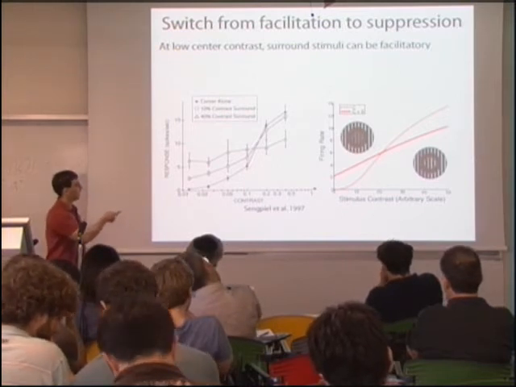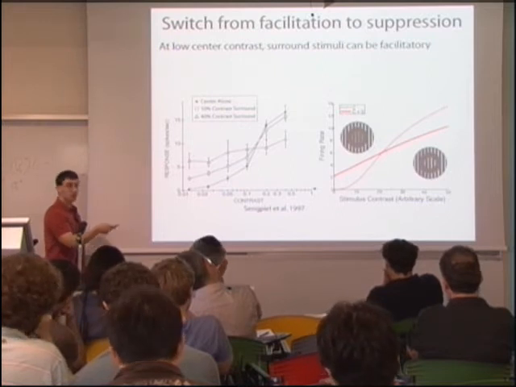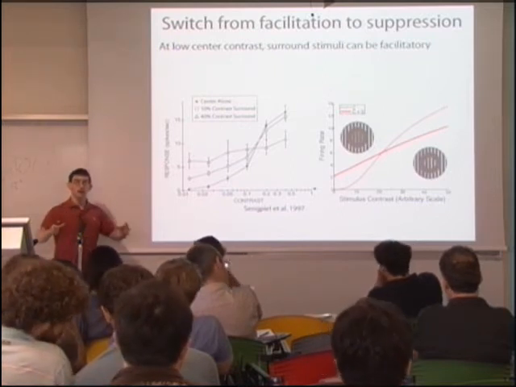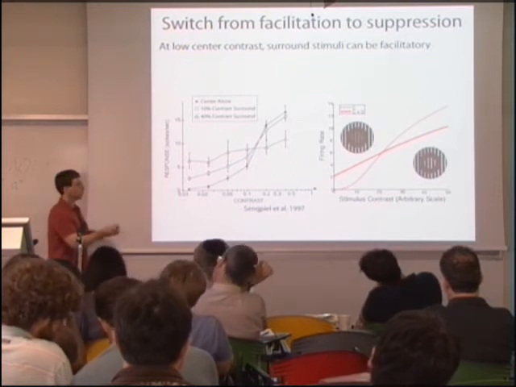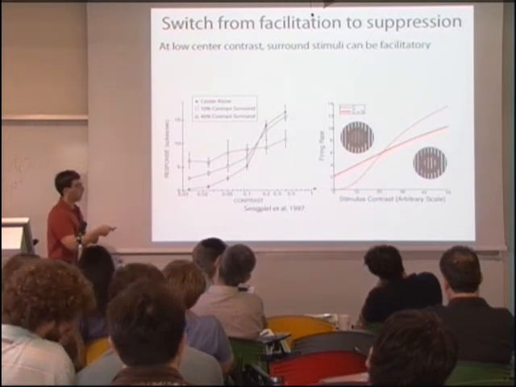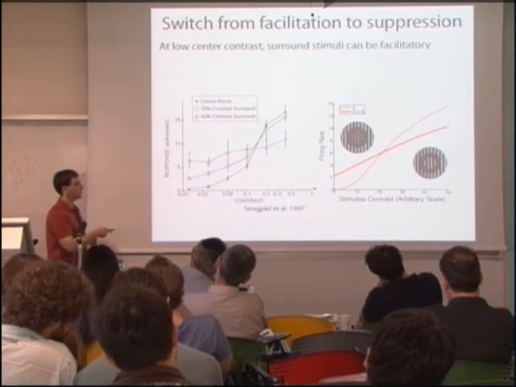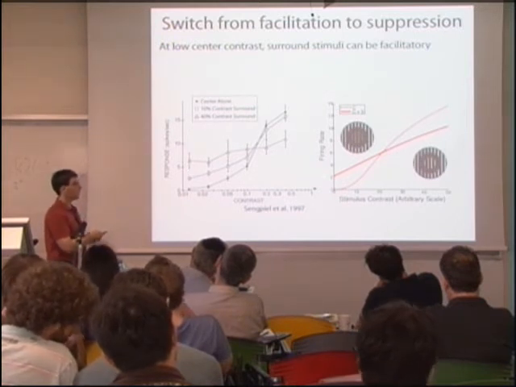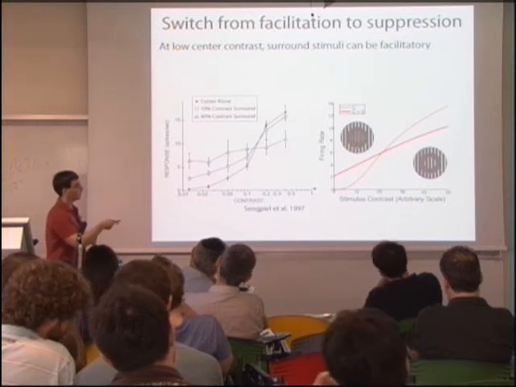And so again, this is the same data I already showed you. And so you see here your surround stimulus falls outside of the extent of the summation field for high contrast. But as we lower the contrast of the center stimulus, the originally suppressive stimulus is actually falling within the summation field, and so it gives you net facilitation, giving you that switch between facilitation and suppression.